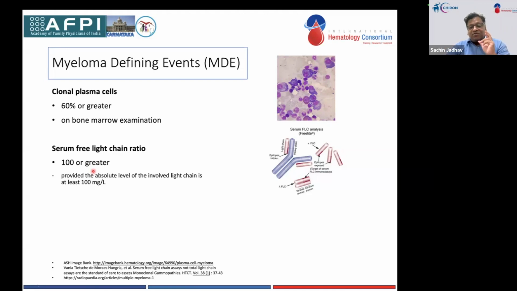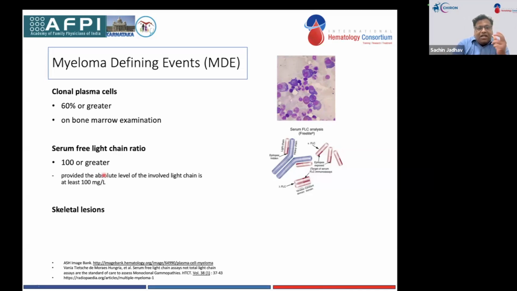Some of them will secrete the entire immunoglobulin, or some of them will only secrete the light chain, right? So if the serum free light chain ratio shows the affected chain is 100 times more than the unaffected chain, it is myeloma. There can be nothing else.